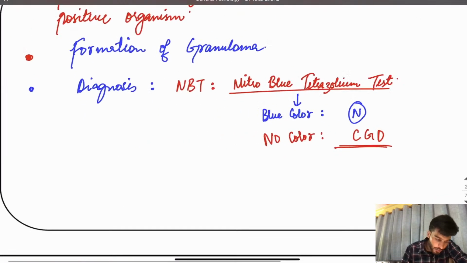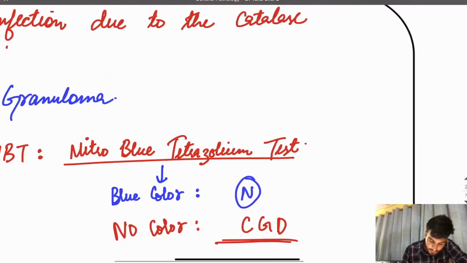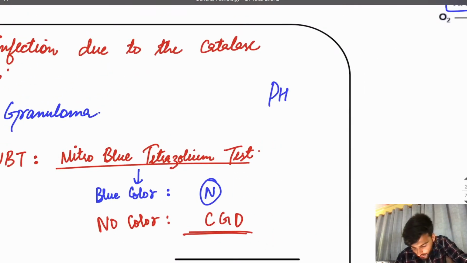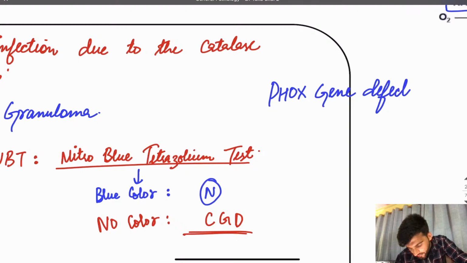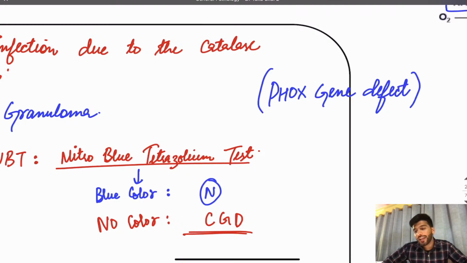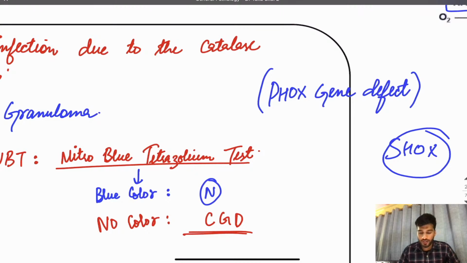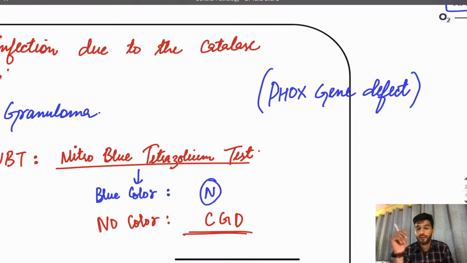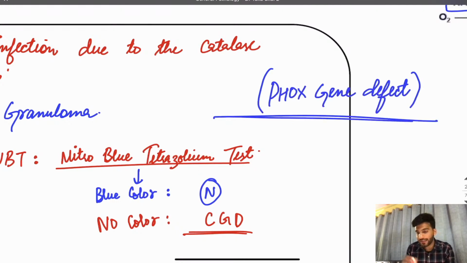Very good. The gene defect is called the Fox gene defect. Now can any one of you tell me, you told me Fox gene defect, very good. Now SHOX gene defect, which condition? Anyone? Fox you know, chronic granulomatous disease. Now tell me SHOX.